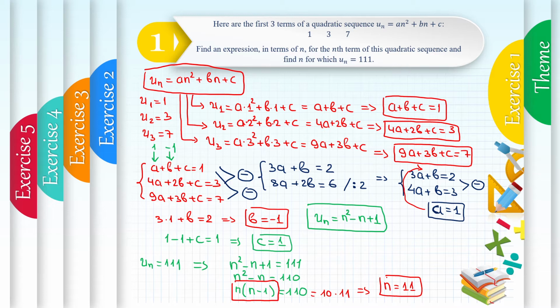So the solution to our exercise is the following, that un is equal to n squared minus n plus 1, and n is equal to 11 in such a way that un is equal to 111. So the 11th term of our sequence is 111.